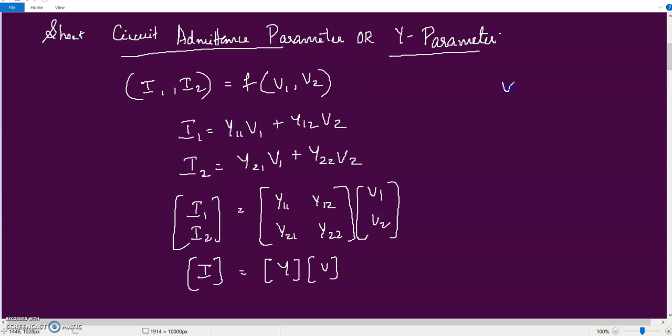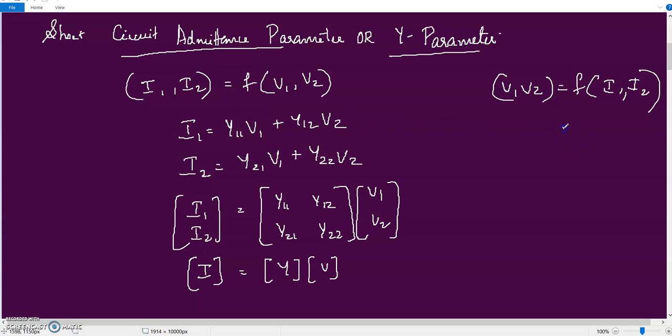Earlier we had V1, V2 as a function of I1 and I2. That is the Z parameter. So for I1 to be 0, the input port should be open circuited, and for I2 to be 0, the output port should be open circuited. That is why the Z parameter was called open circuit impedance parameter. Here, in order to make these terms 0, the ports should be short circuited.